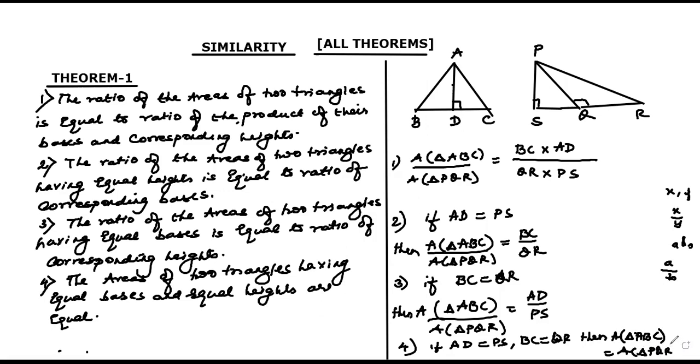So remember this first theorem, I discussed it in 4 different statements. First statement was the ratio of the areas of two triangles is equal to the ratio of the product of the bases and corresponding heights. Then, if the two triangles have equal heights, the ratio of the areas is equal to the ratio of the bases. If the two triangles have equal bases, the ratio of the areas will be equal to the ratio of the heights. The bases are equal, heights are equal, and the areas are equal. So these are the 4 statements of theorem number 1 in the similarity chapter. Correct? Now we will learn the second theorem.